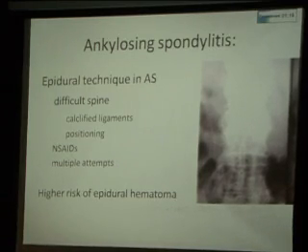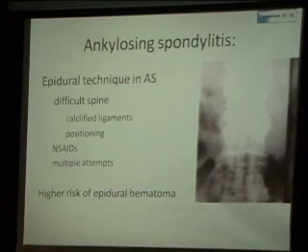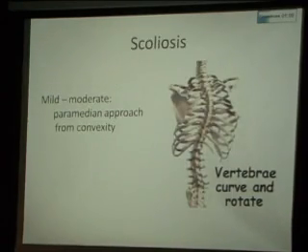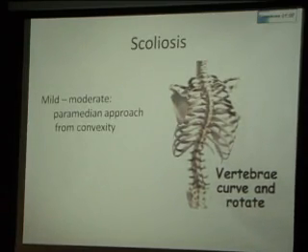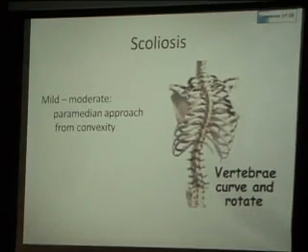Ankylosing spondylitis has already been talked about. It is associated with a higher risk of epidural hematoma. In mild to moderate scoliosis, we can still attempt to do an epidural if we utilize a paramedian approach from the convex side of the curve.